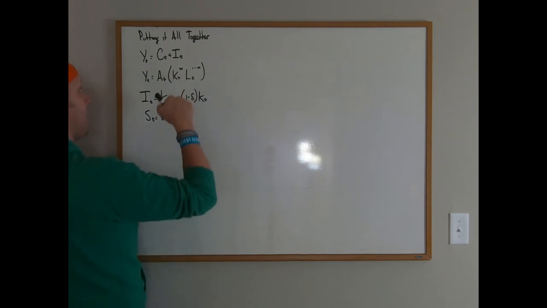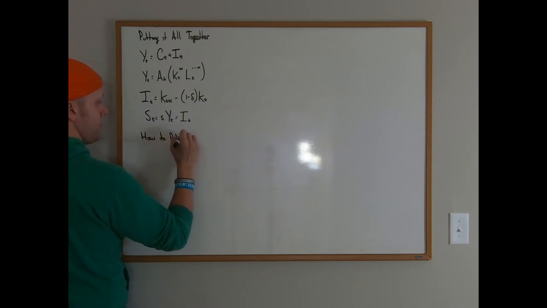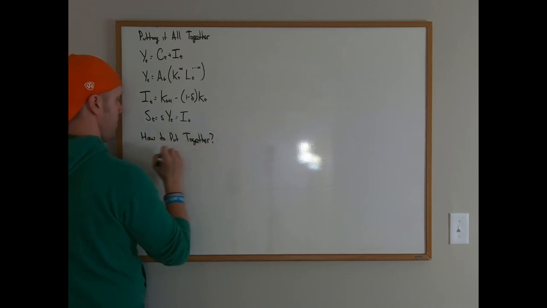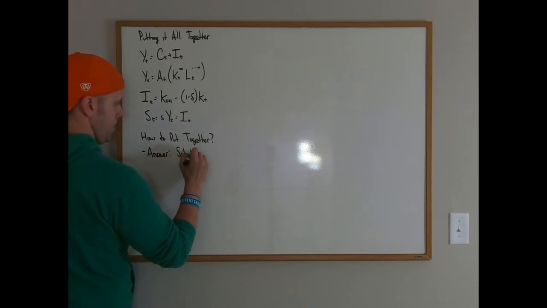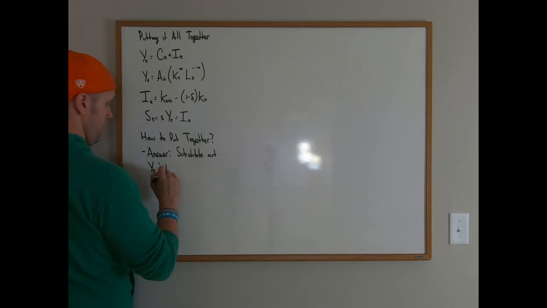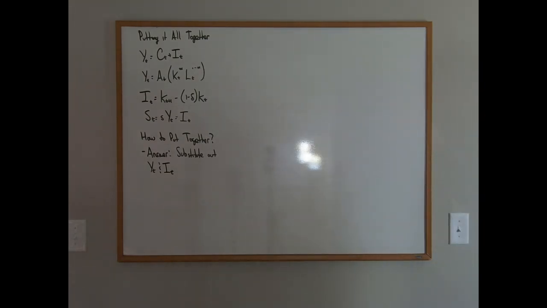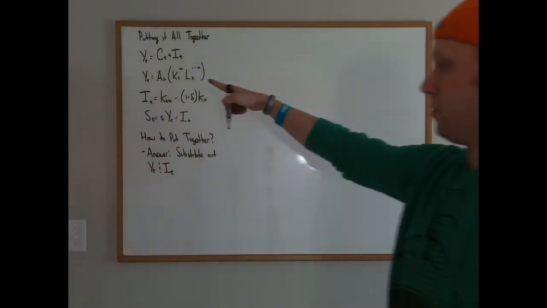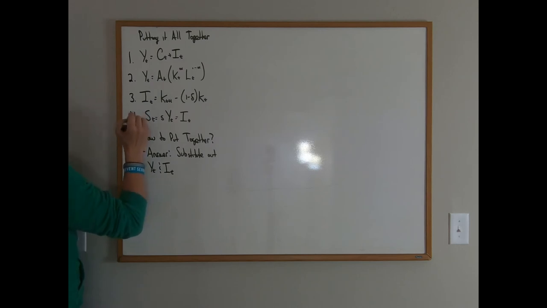How do we put these guys together? Well, how to put them together? Answer. We're going to substitute out Y_T and I_T. How do we do that? Well, we'll label these equations, it might make things easier. Equation 1, equation 2, equation 3, and equation 4. Let's not focus on equation 4 so much. Let's look at equations 1 through 3.